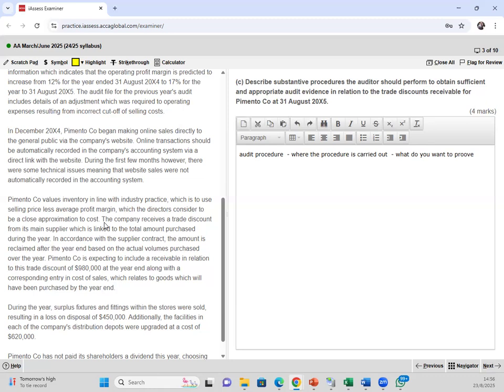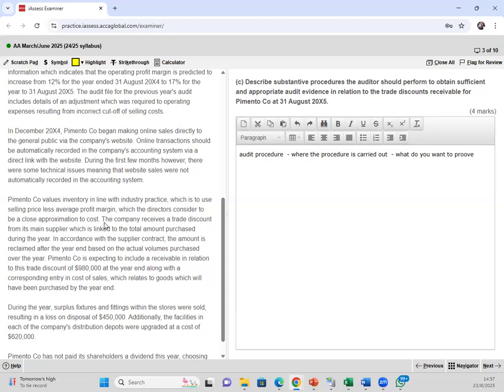P company values inventory in line with the industry practice, which is to use the selling price less the average profit margin, which the directors consider to be a close approximate to cost. So if it's approximate to cost, then we are allowed to use it. But still, as auditors, we are allowed as well to verify that this is really a close approximate to cost.